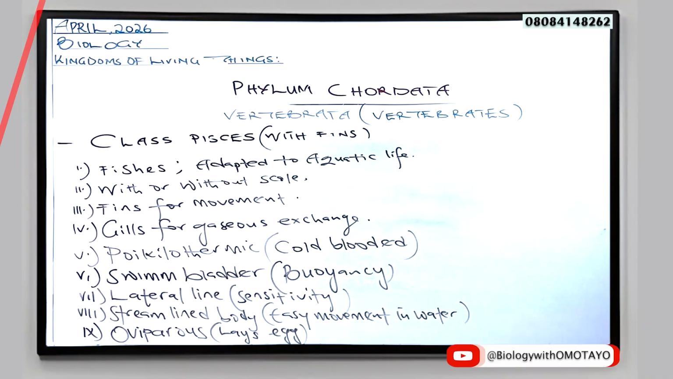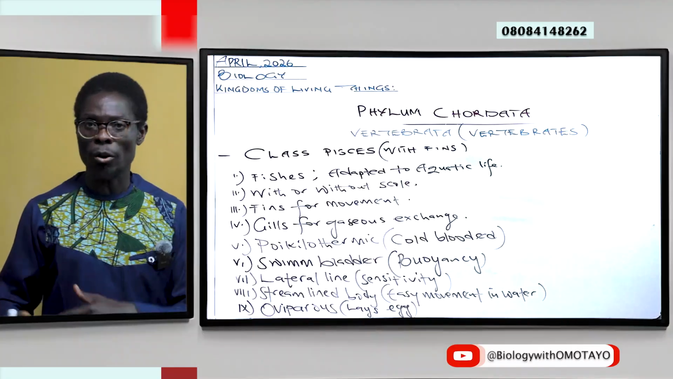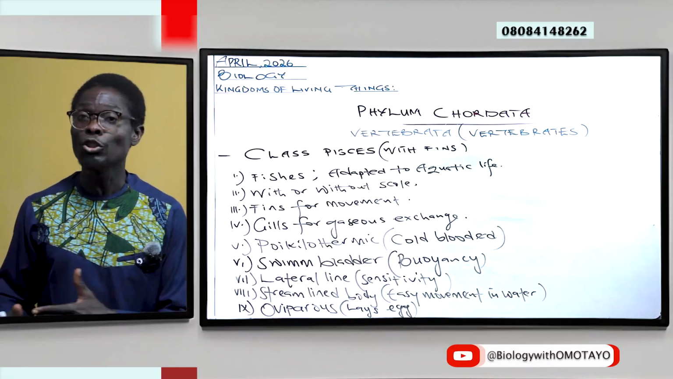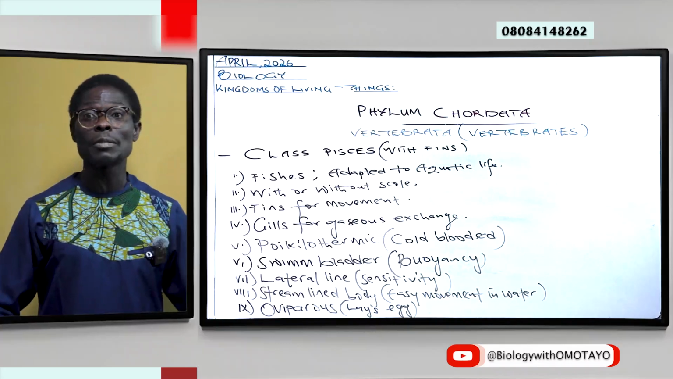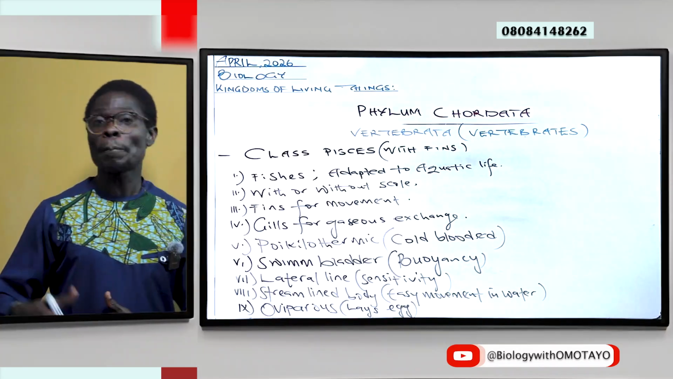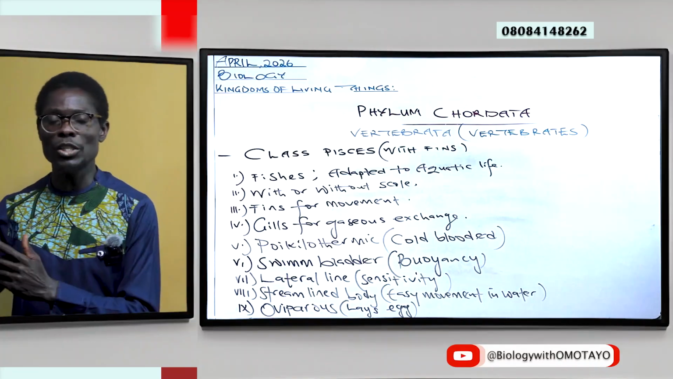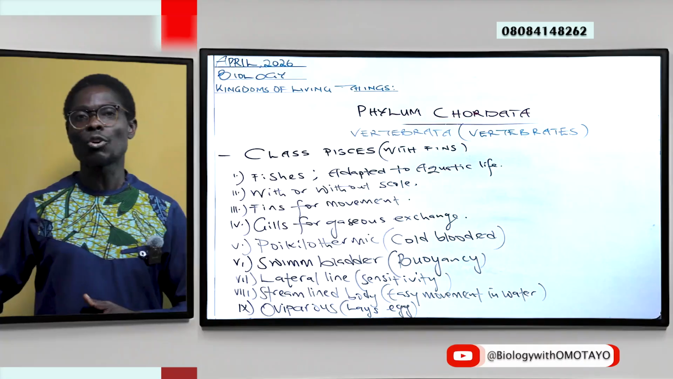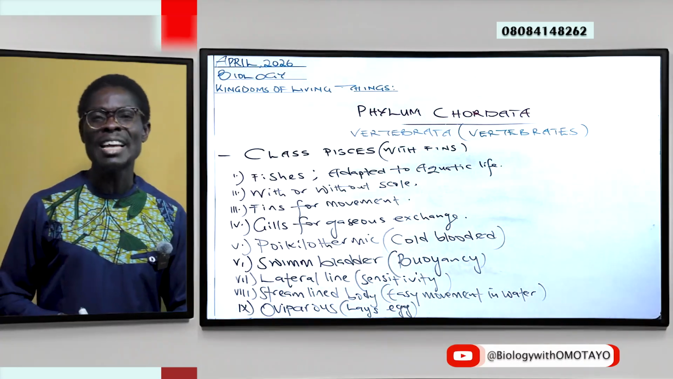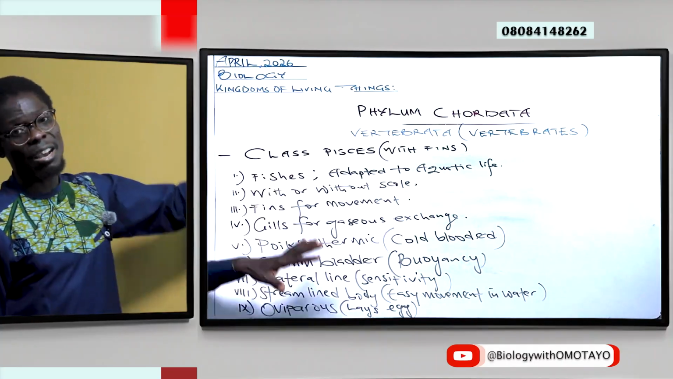Here organisms lay eggs, and so they are referred to as oviparous. Later in the course of our study, you will come to know what other terms are used with regards to other organisms that don't lay eggs. It is either oviparous for laying eggs, viviparous for those not laying eggs, and so on and so forth. We'll meet those other terms in the course of our study. And so with this, we've been able to summarily identify general features associated with class Pisces.